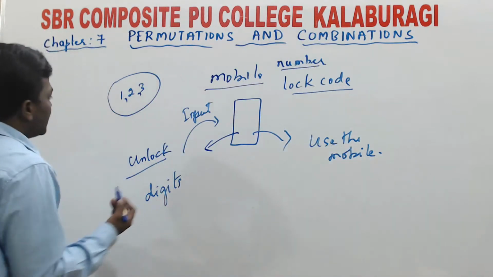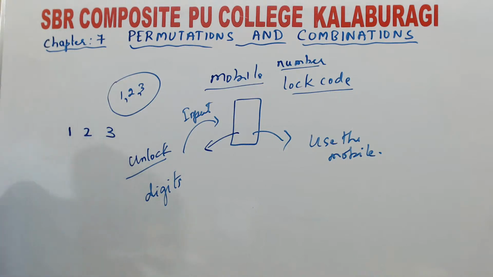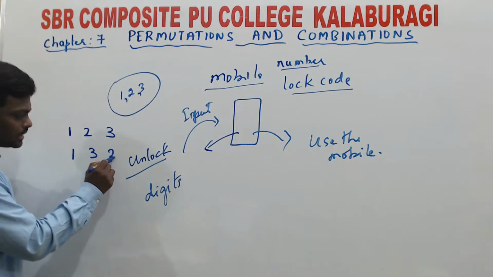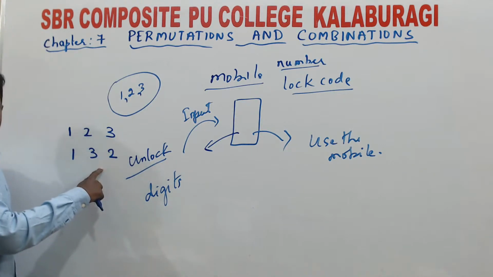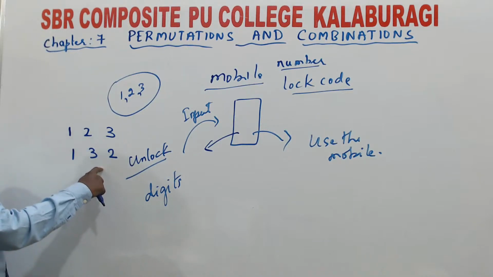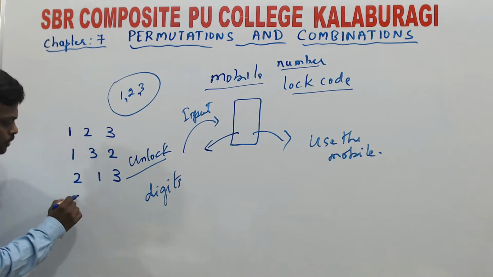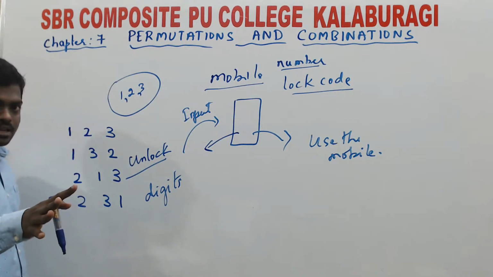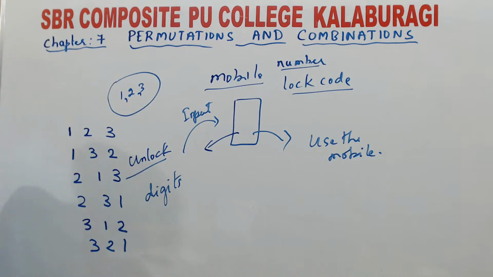Let me write some ways. You can keep the password as 1, 2, 3, or you can keep the password as 1, 3, 2. Is that clear? This is also one way of keeping the password. It can be 2, 1, 3 also, right? It can be 2, 3, 1 also. Are you understanding what I'm trying to tell here? It can be 3, 1, 2 also, and it can be 3, 2, 1 also, right?